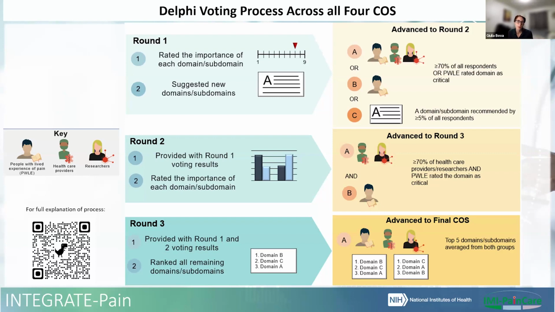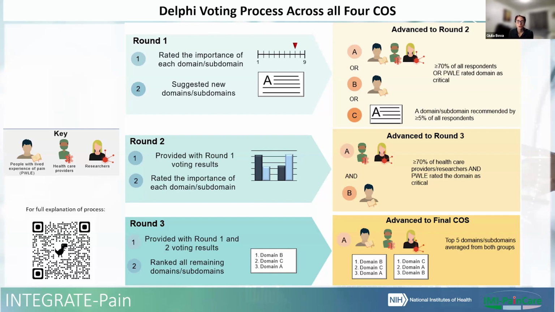And if greater than 70% of all respondents, so the healthcare providers or the people with lived experience, voted the domain as critical in that 7 to 9 area, then we proceeded it to the next round. And then any domain that was suggested by greater than or equal to 5% of the group, we also included that. So that meant that during round 2, because of the suggested domains, the lists were still pretty long, so we needed a bit more exclusive criteria. So we had them vote again on that same Likert scale. And this time, if more than 70% of both groups combined voted the domain as critical, then it proceeded to the 3rd round.